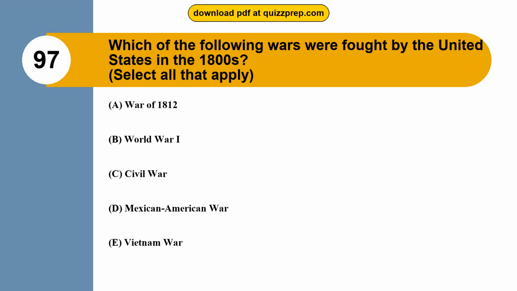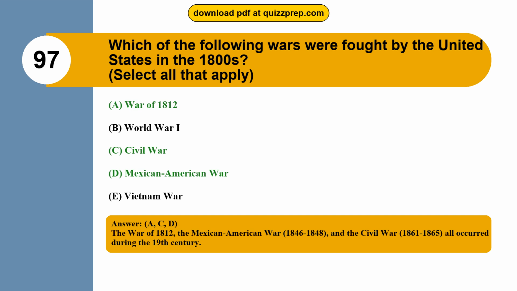Question 97. Which of the following wars were fought by the United States in the 1800s? Option A, War of 1812. Option B, World War I. Option C, Civil War. Option D, Mexican-American War. Option E, Vietnam War. The correct answers are options A, C, and D: War of 1812, Civil War, Mexican-American War. The War of 1812, the Mexican-American War, 1846 to 1848, and the Civil War, 1861 to 1865, all occurred during the 19th century.